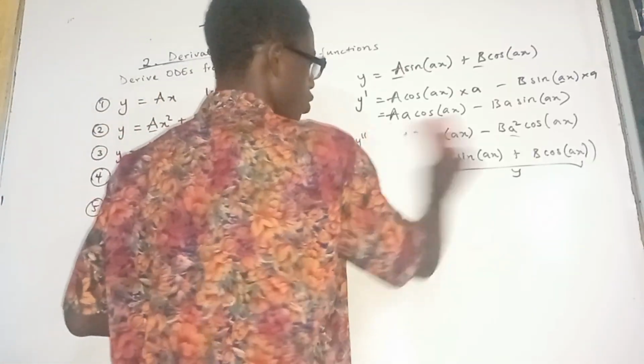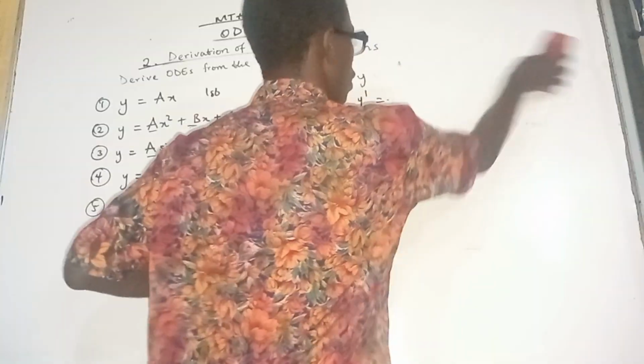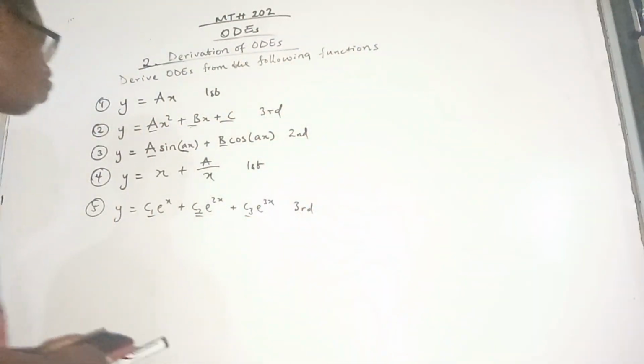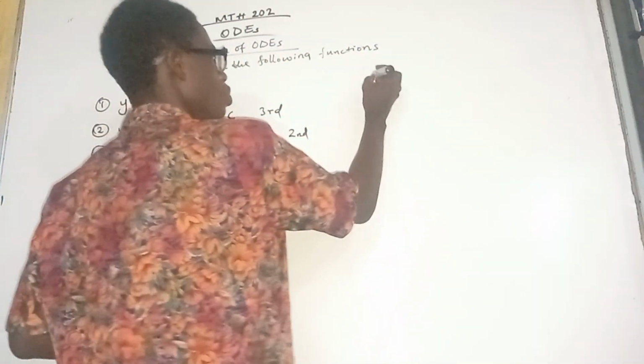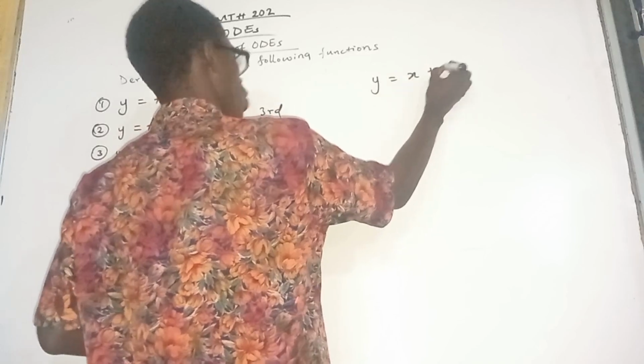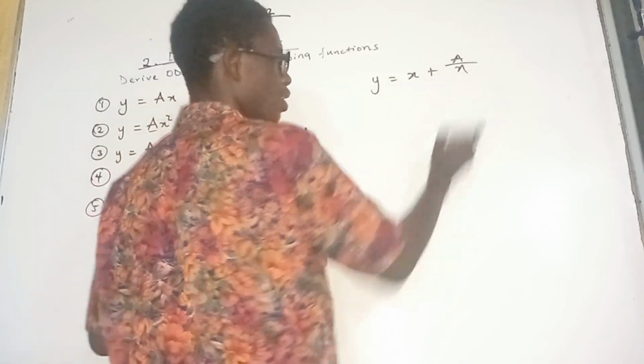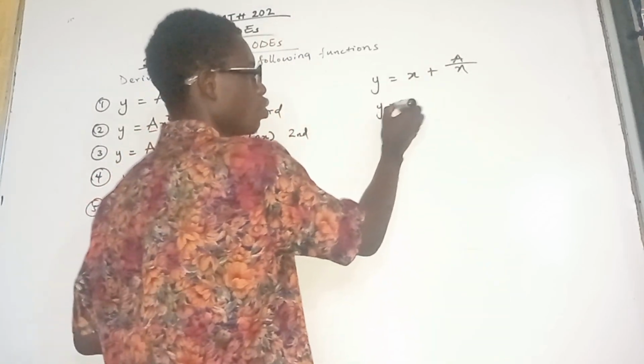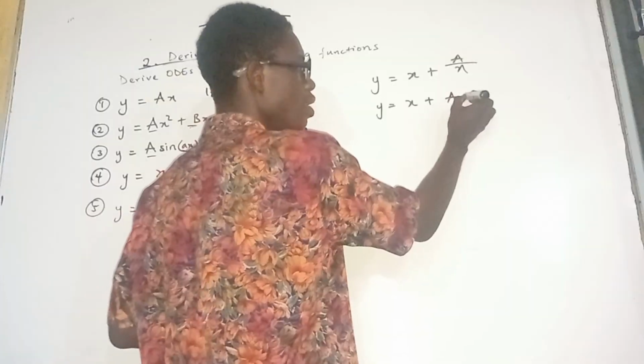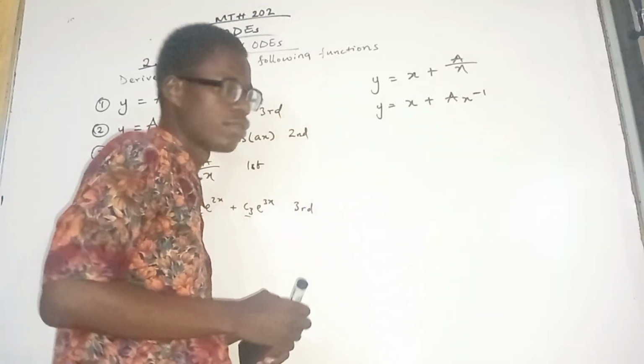Now, going to the fourth, I have y equals x plus a over x. Now I can write this as y equals x plus a x to the power of minus 1, right?